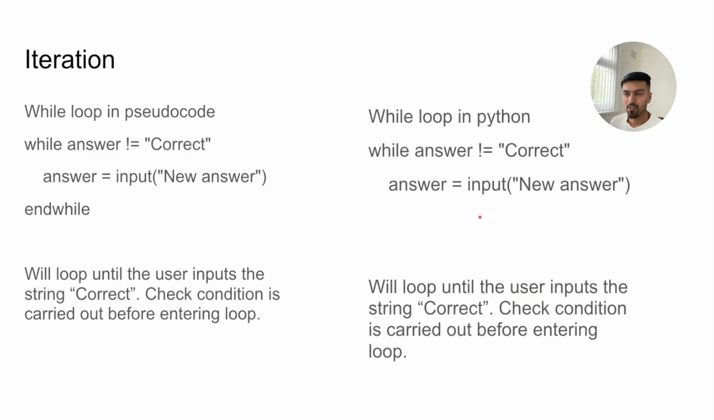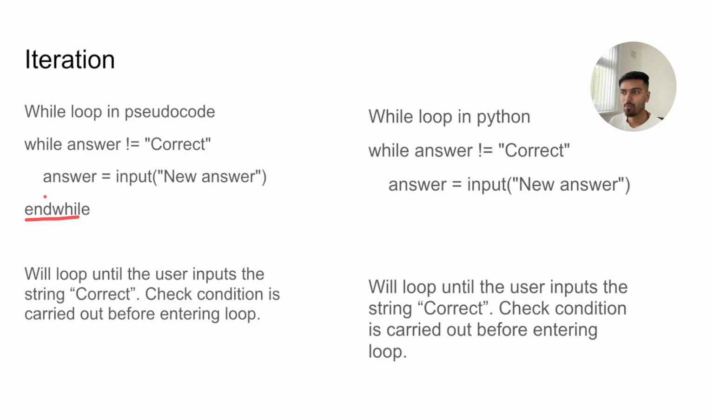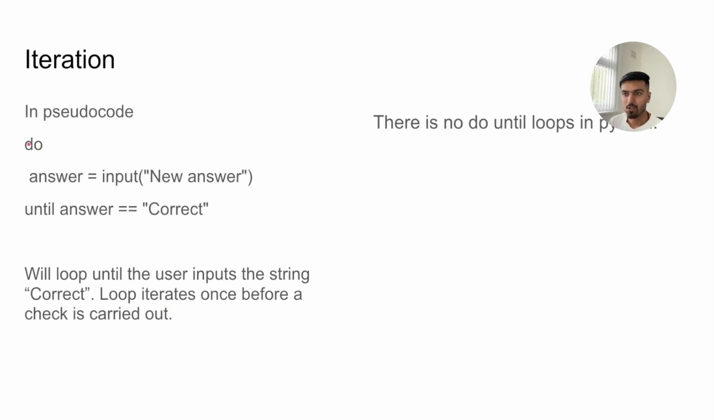In while loop is very similar to Python, except this end while at the end. This basically just checks until the answer is equal to correct. When it's correct, it exits the loop. Same thing over here. Now we move on to dountil, which is only applicable to pseudocode, because Python, there's no dountil loops. So this is exactly the same as the while loop, but using a dountil loop. So make sure you're familiar with these.